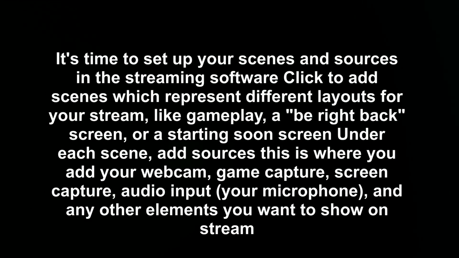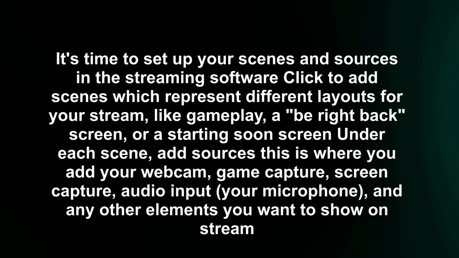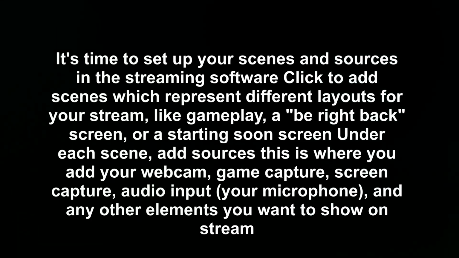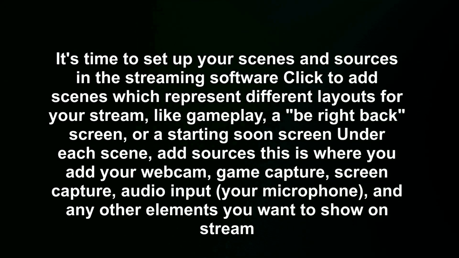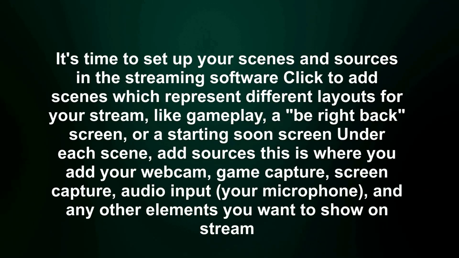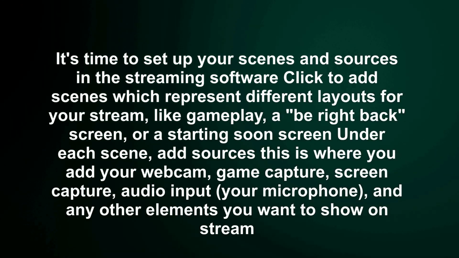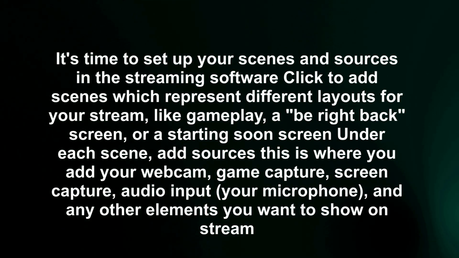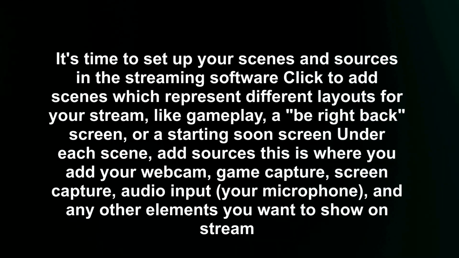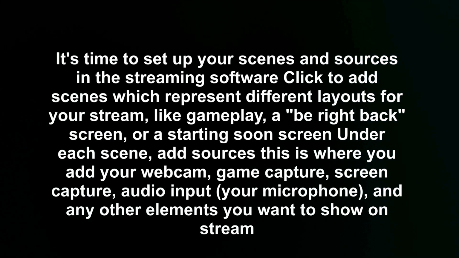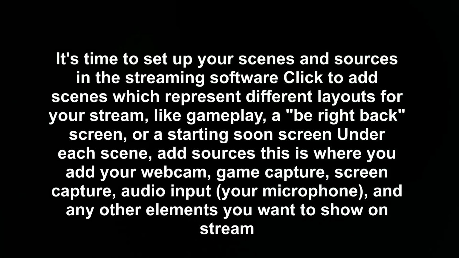It's time to set up your scenes and sources in the streaming software. Click to add scenes, which represent different layouts for your stream, like gameplay, a be right back screen, or a starting soon screen. Under each scene, add sources. This is where you add your webcam, game capture, screen capture, audio input, your microphone, and any other elements you want to show on stream.